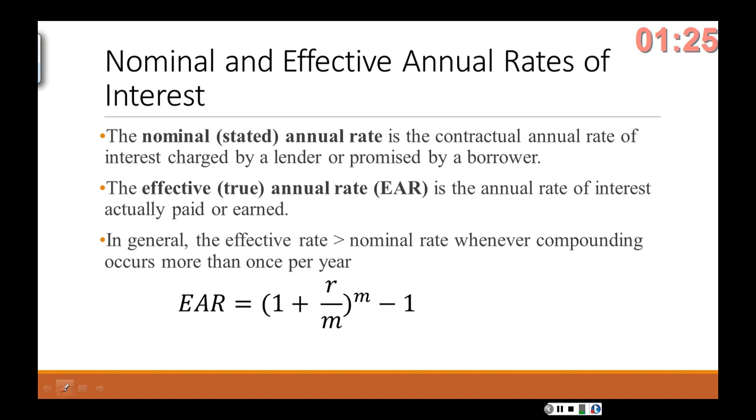So if you're wanting to convert between nominal and effective rates, if you're wanting to know actually how much you're earning or paying as compared to the amount that's stated in a contract, this is the equation that you use. The effective rate is equal to 1 plus the stated rate divided by the number of compounding periods per year, raised to the number of compounding periods per year, minus 1. The effective rate is greater than the nominal rate whenever compounding occurs more than once per year.